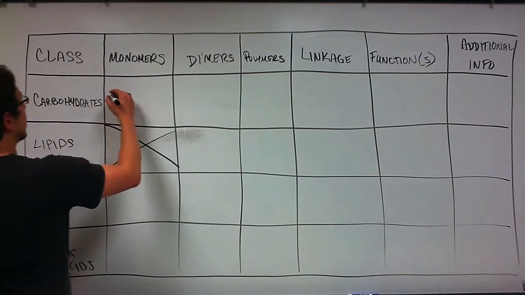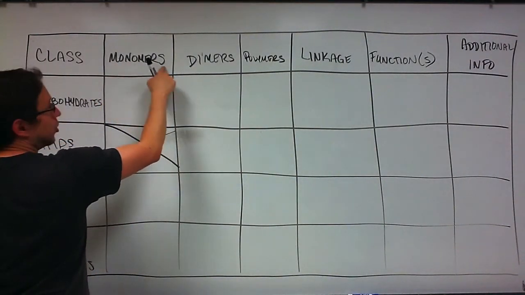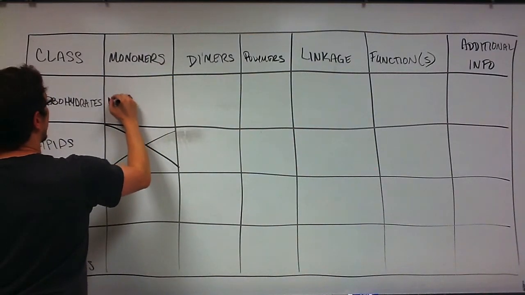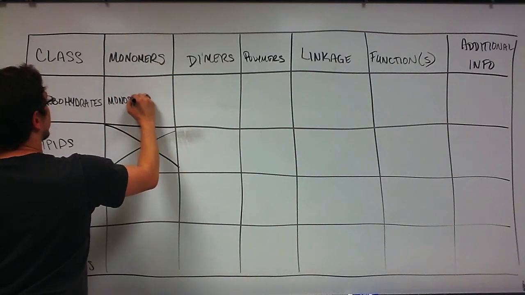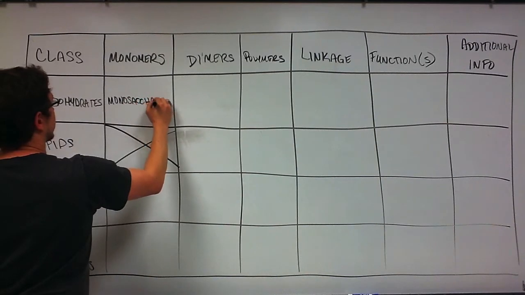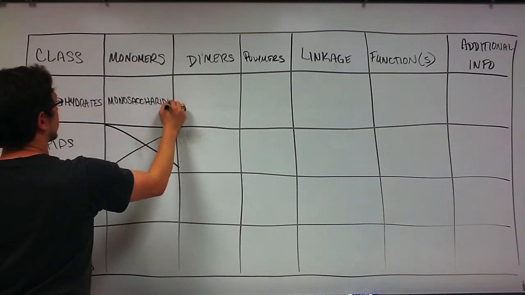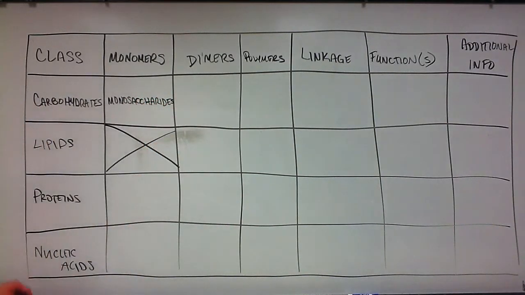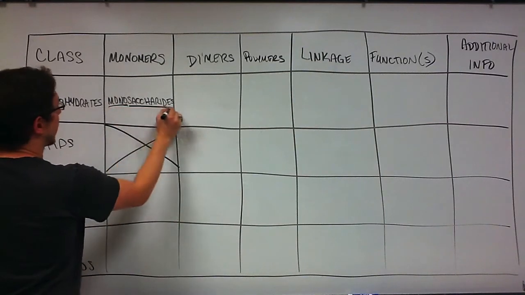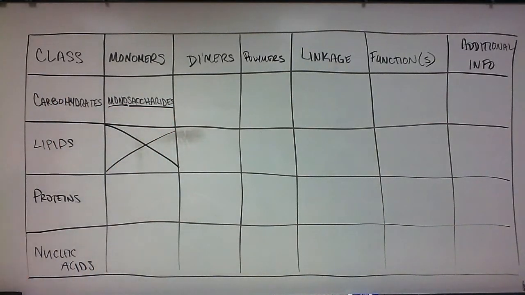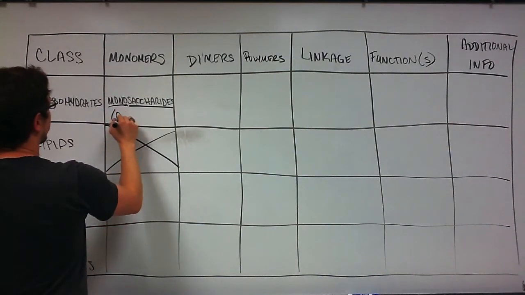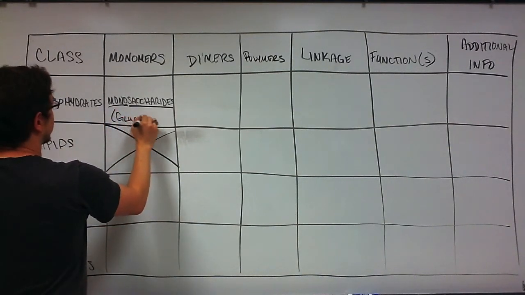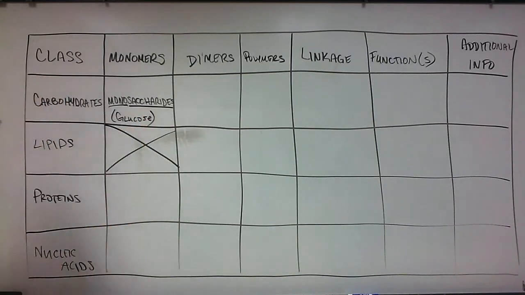So remember that the monomers, or the single units of carbohydrates, are monosaccharides. And that's because carbohydrates are themselves a class of sugars. Mono means single, saccharide means sugar. So these are single sugars. And an example of one of the more popular monosaccharides that's commonly studied is glucose.